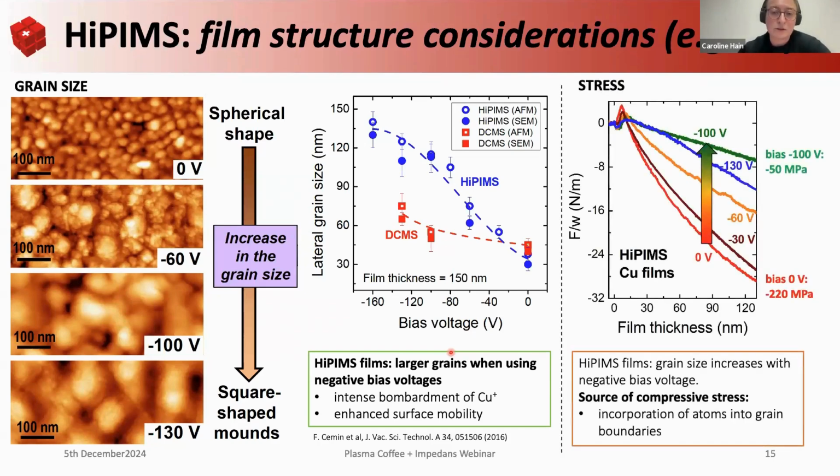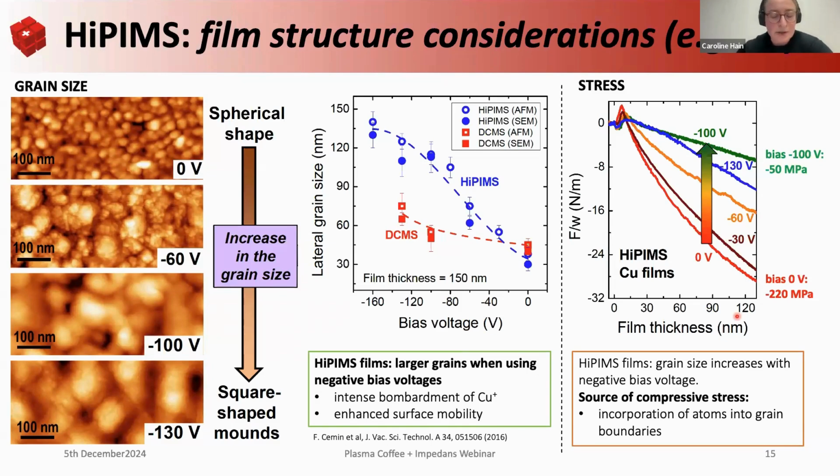Then we can also look at the stress development. Depending on the applied substrate bias, and with that the energy of our incoming ions, we can tune the stresses in our film. So depending again on the application, this is a parameter that we can tune.